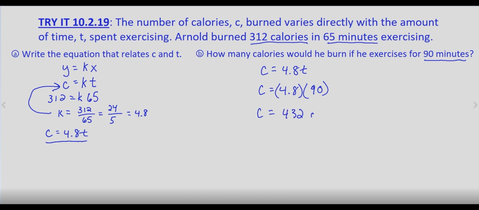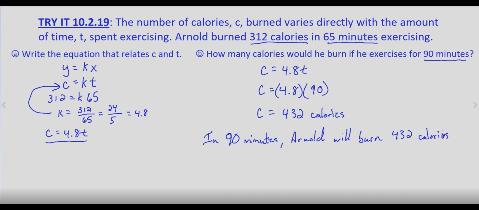So Arnold, in 90 minutes of exercise, will burn 432 calories. With a word problem, it's always nice to write out our solutions in a complete sentence. Arnold will burn 432 calories.